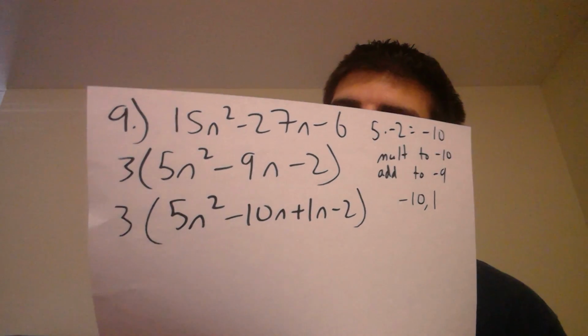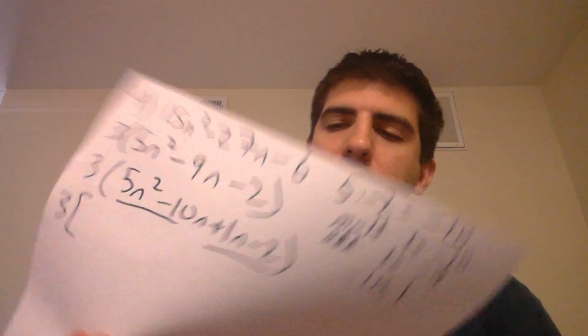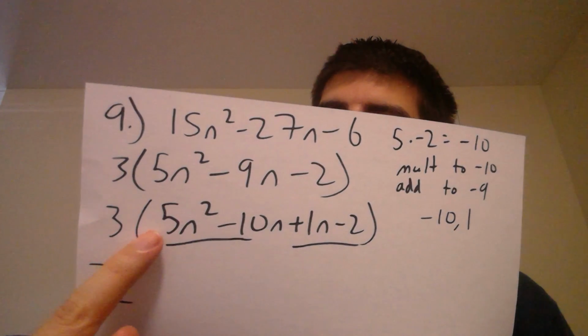Okay, so we ask ourselves, what's the biggest number I can pull out of 5 and 10? The biggest number I can pull out of 5 and 10 would be 5. So this is going to get a little weird. That 3 is still out on the outside. I'm going to switch to brackets. He's just coming along for the ride, literally. So 5 is the greatest number I can pull out of both of those.